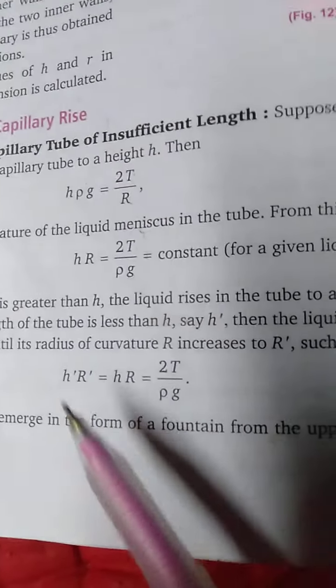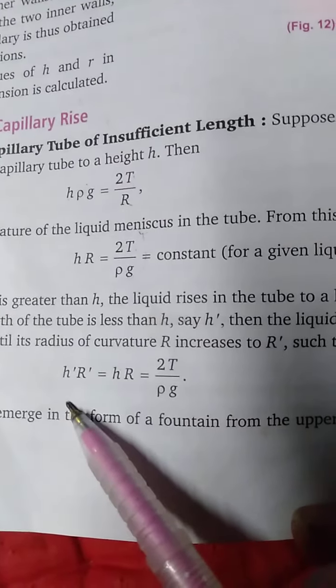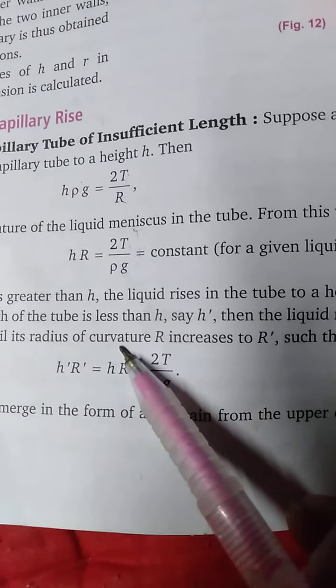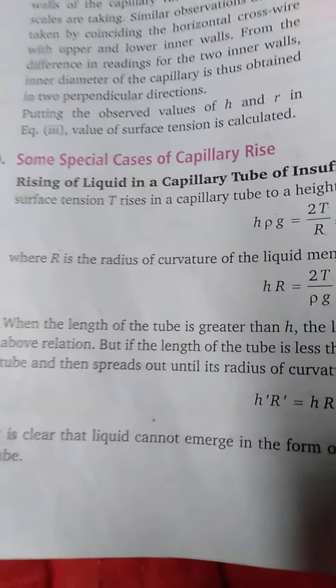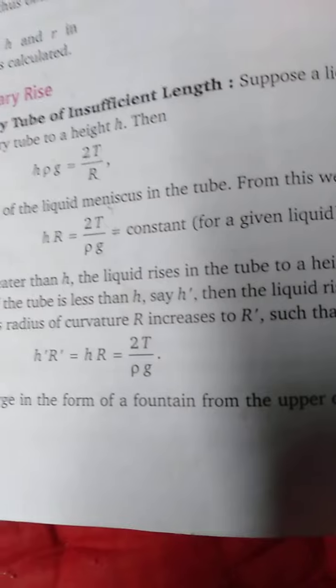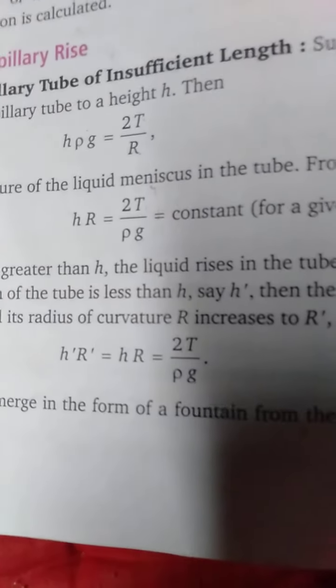So HR is a constant, and from here we see if H decreases, then R will increase, and if H increases, R will decrease. So liquid cannot emerge in the form of a fountain. The radius of curvature of the liquid will increase, but the liquid will not come out.